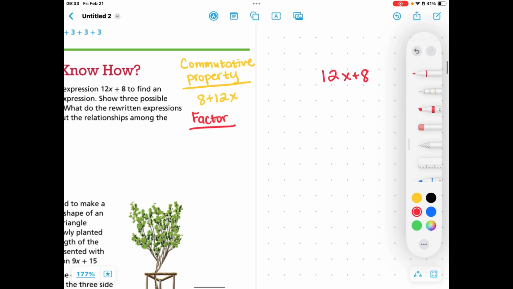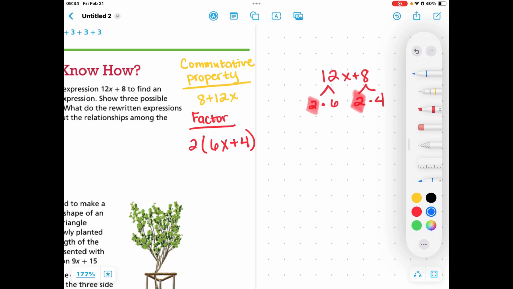12x plus 8. I'm actually going to factor 2 different ways. I know 2 goes into both of these numbers. More specifically, 2 times 6 will give me 12, and 2 times 4 will give me an 8. So because of that, I'm going to pull out a 2. That left my 6x plus 4. Now I can actually factor one more time.